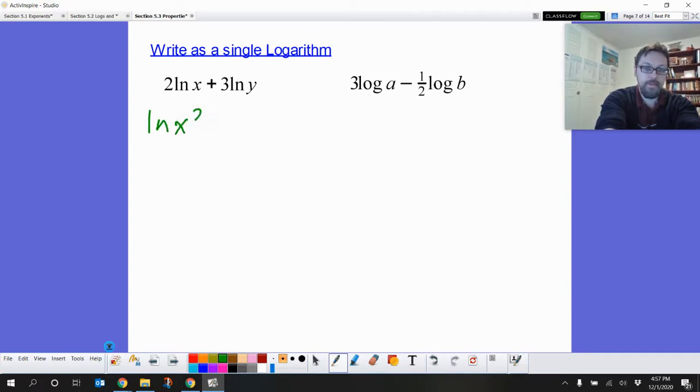ln of x squared plus the ln of y cubed. Those two are being added together. So I want to write it as a single logarithm with their insides multiplied. The ln of x squared y cubed.